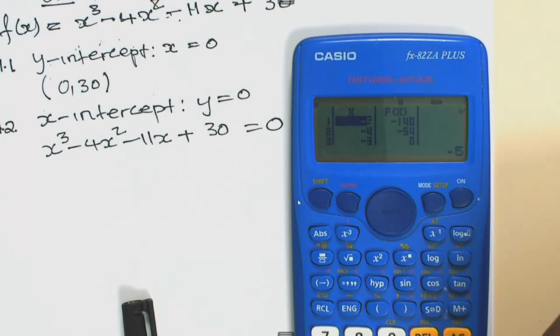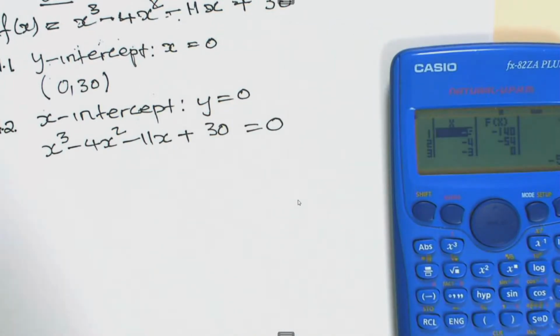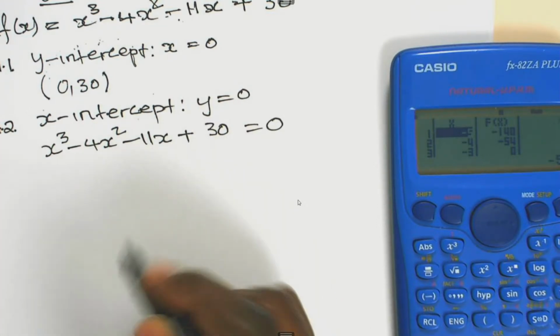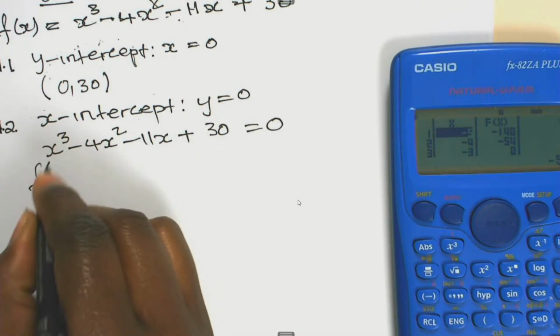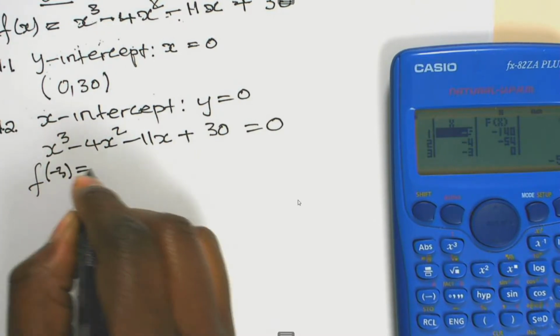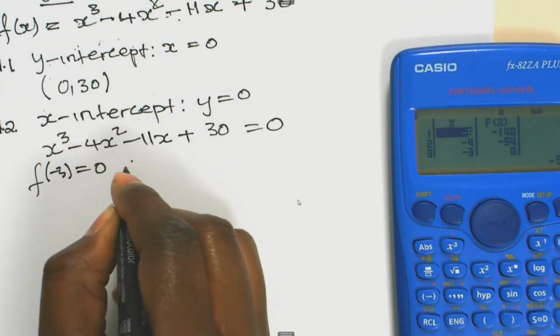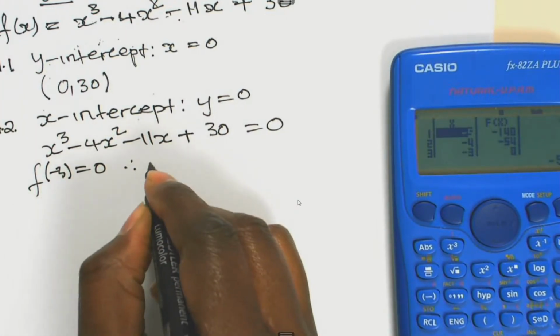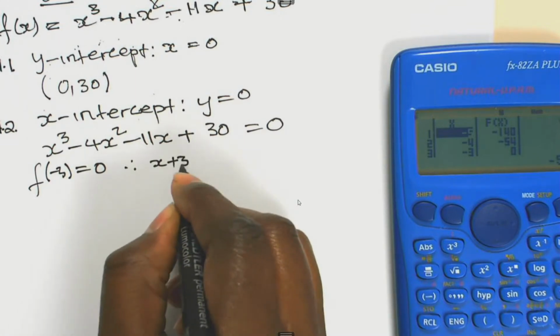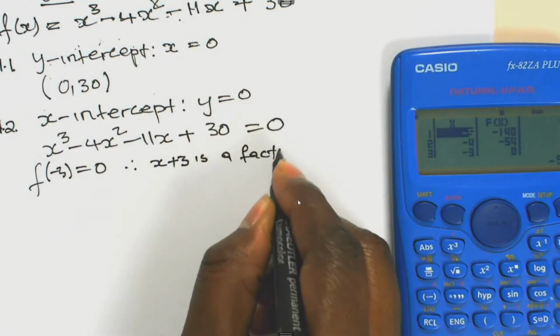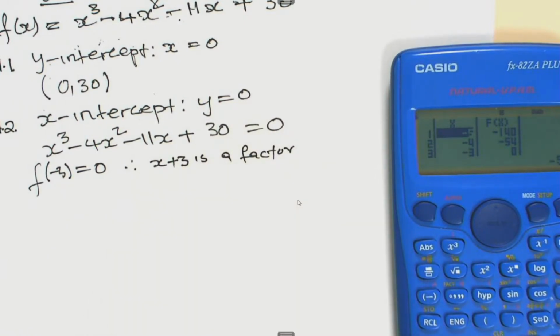The first x-intercept is -3. Then from there, we are aware that when you substitute -3 into this, you are going to get 0. Therefore, f(-3) is equal to 0. Therefore, x plus 3 is a factor. X plus 3 is a factor, learners.